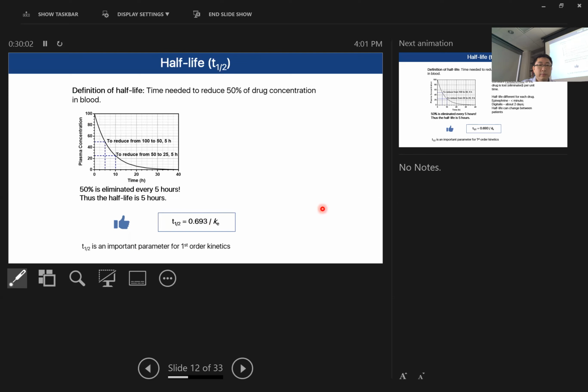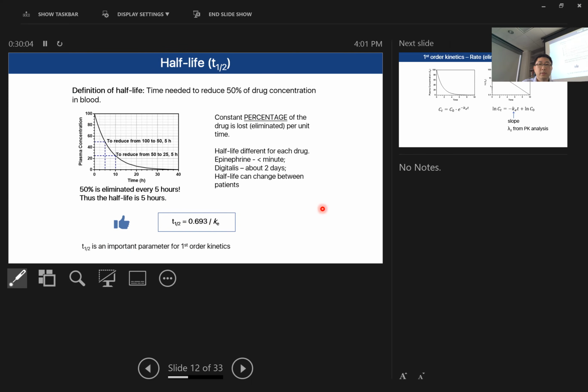Half-life is very important for first order kinetics. Different compounds may have very different half-lives. Some of them are just minutes. Some, like digitalis, have about 2 days of half-life, very long. So remember, for first order kinetics, a constant percentage of the drug is eliminated per unit time.